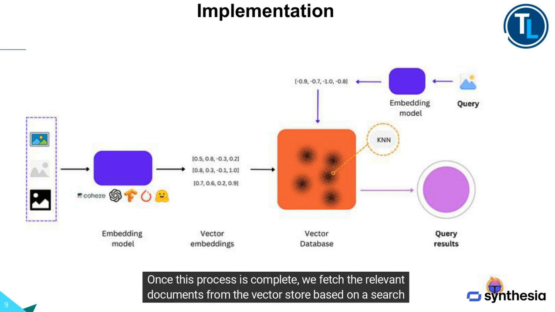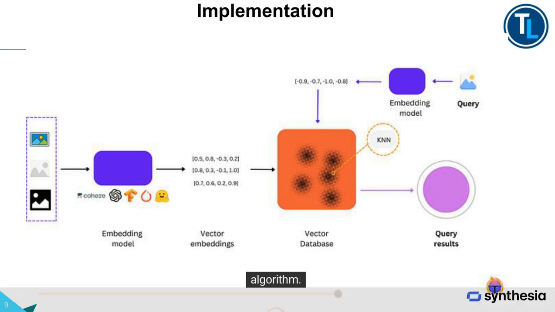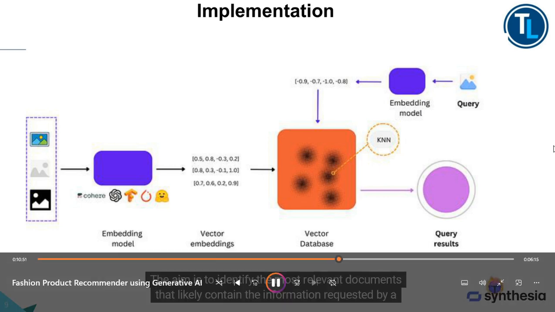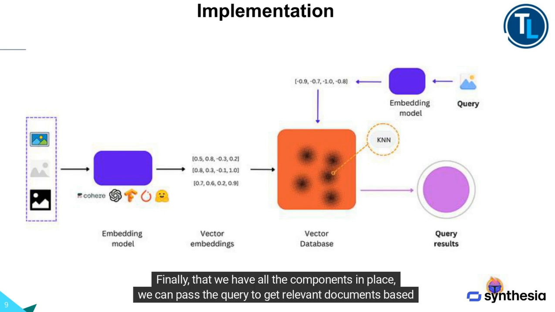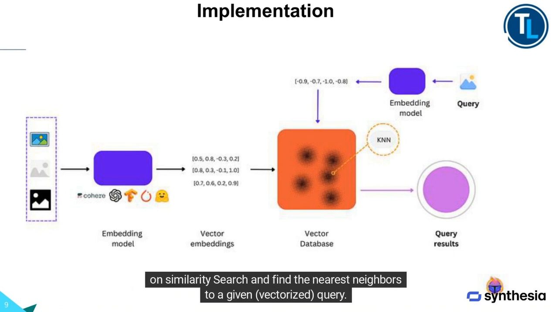Once this process is complete, we fetch the relevant documents from the vector store based on a search algorithm. The aim is to identify the most relevant documents that likely contain the information requested by a user. Finally, now that we have all the components in place, we can pass the query to get relevant documents based on similarity search and find the nearest neighbors to a given vectorized query.